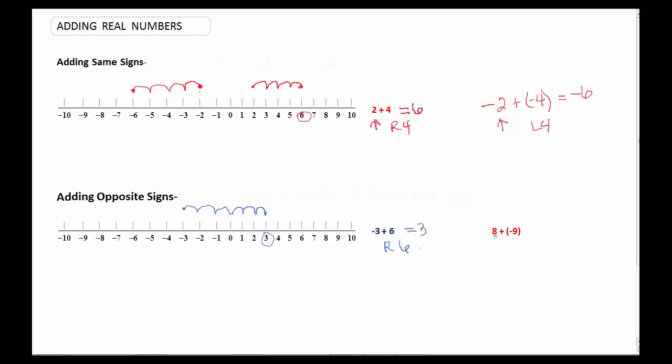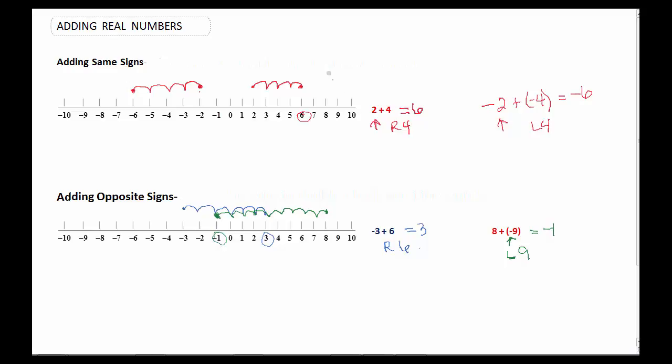If we look at this one, we have 8 plus a negative 9. So we start at 8, and then negative 9 means we're going to go to the left 9. So we go 1, 2, 3, 4, 5, 6, 7, 8, 9. And we get down here at negative 1.